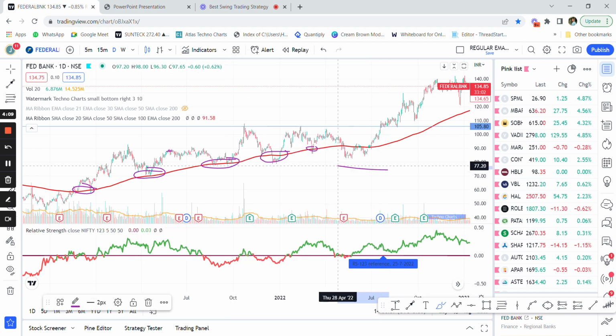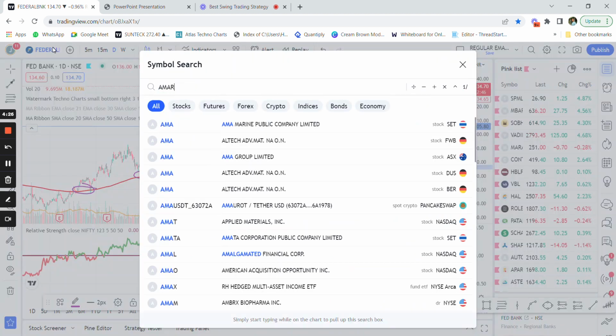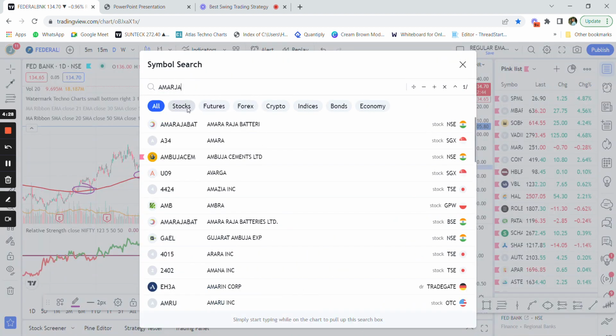So here, if you see, the relative strength line basically has a zero line and there is a green color here. Whenever the stock is outperforming the markets, that means the relative strength line will turn green. Whenever the stock is underperforming the market, let's take an example of Amar Raja Battery.